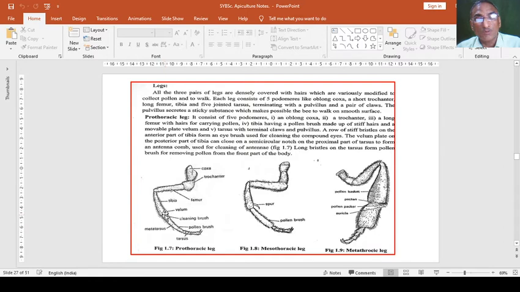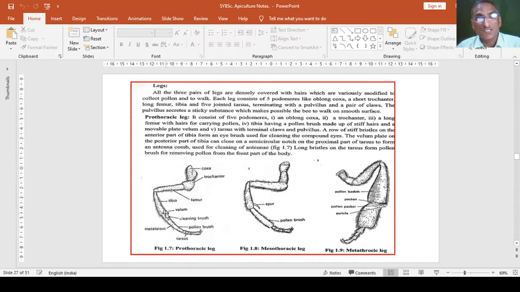This plate is movable like a finger, so as it moves it can clean the antenna or collect the pollen. So this velum is there, and this is the notch, or we can say cleaning brush here. So this is the metatarsus, tarsus, pollen brush. These are the organs of the prothoracic leg. And the velum plate on the posterior end of the tibia can close on a semicircular notch on a proximal part of the tarsus, to form an antenna comb.